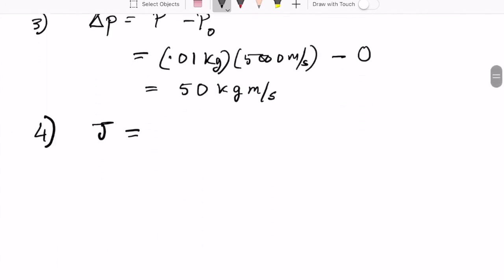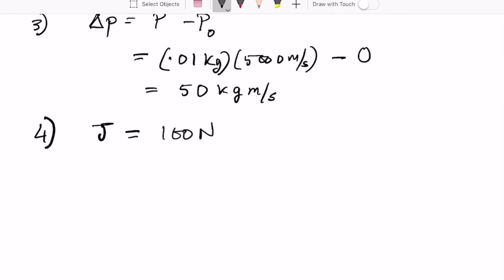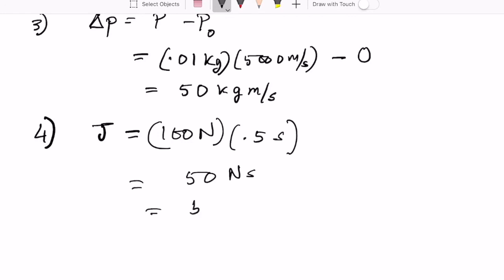In this case, the force is given to be constant. So it's just going to be 100 newtons multiplied by the time that the force acts for, which is 0.5 seconds. So this is going to be 50 Newton seconds. And you can easily convince yourself that Newton seconds is the same thing as kg meters per second, because newtons is kg meters per second square. If you multiply that by seconds, then one of these cancels out, so it's kg meters per second.